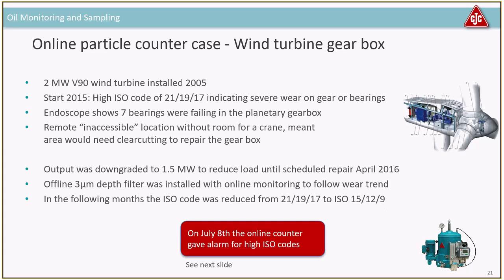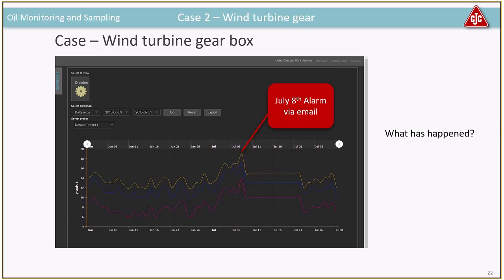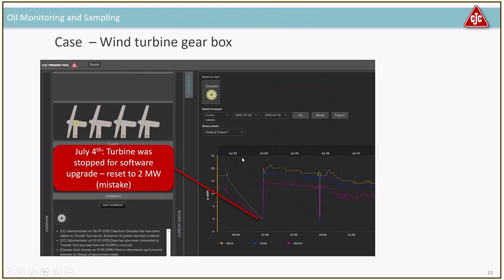But then something happened on July 8th. The alarm was triggered by the ISO count. What happened? You can see here the general ISO codes are really, really good. So 14, 15 in that region for the 4 micron, and then suddenly it's spiking up. So what happens? Well, if we zoom in, you can see on July 4th the turbine was stopped. And by accident, the software was actually reset to 2 megawatt again.